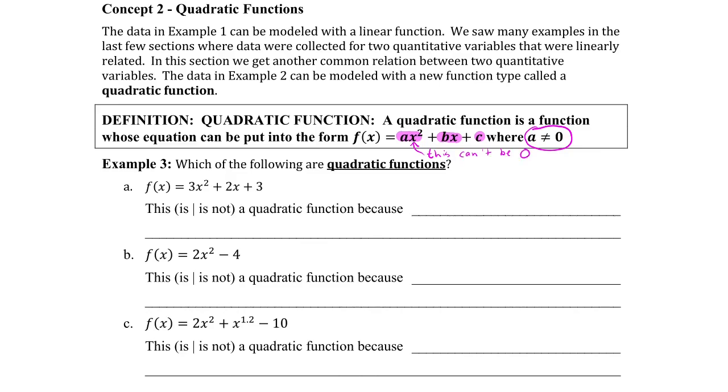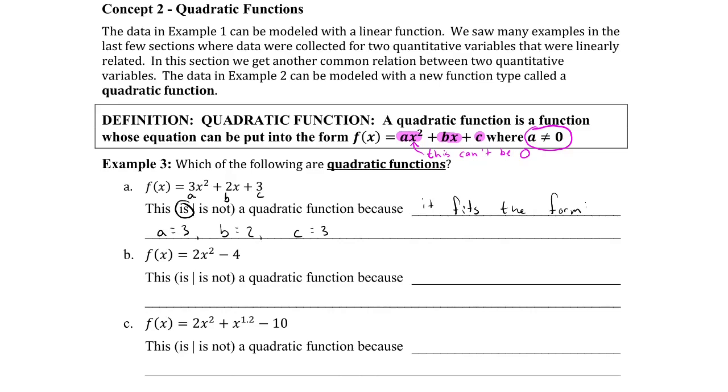So a basic example of a quadratic function might be f of x is 3x squared plus 2x plus 3. So here's my a, b, and c. This is a quadratic function because it fits the form ax squared plus bx plus c, where a is 3, b is 2, and c is 3 again.